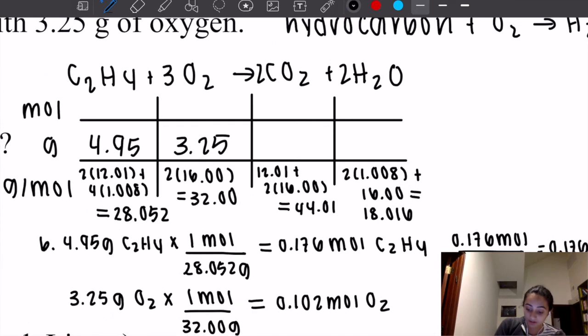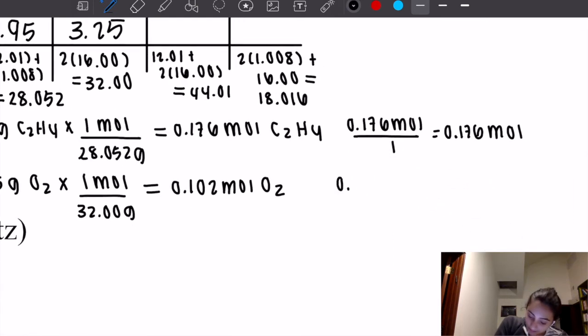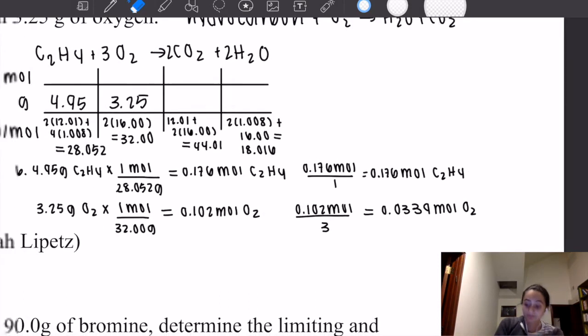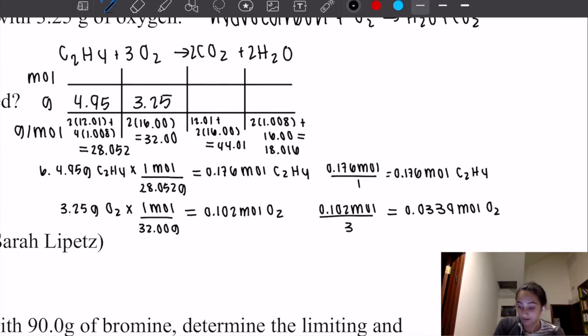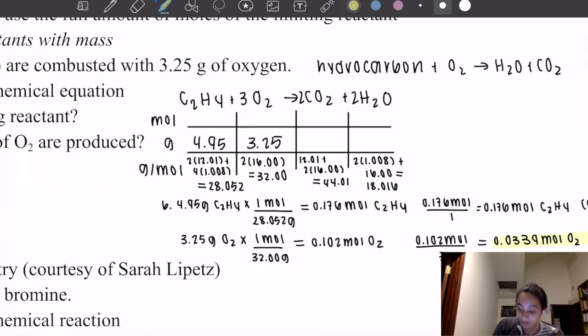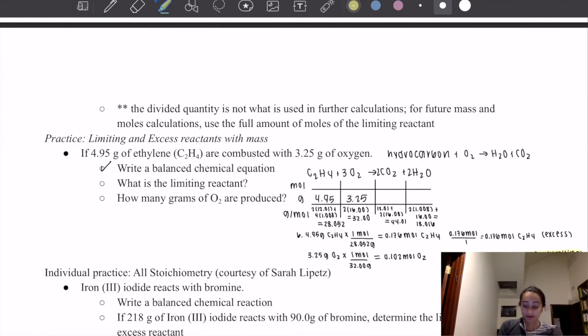Now, oxygen has a coefficient of 3, so we want to divide 0.102 moles by 3, and that is going to get us 0.0339 moles O2. So now we can tell from this that the moles of oxygen are obviously less than the moles of C2H4. So oxygen is going to be our limiting reactant, and C2H4 is going to be our excess reactant. Okay, so now we know the element that we are working with.